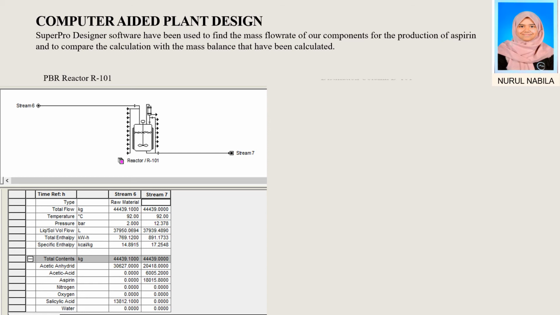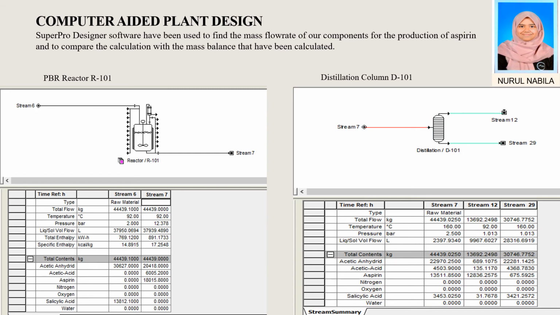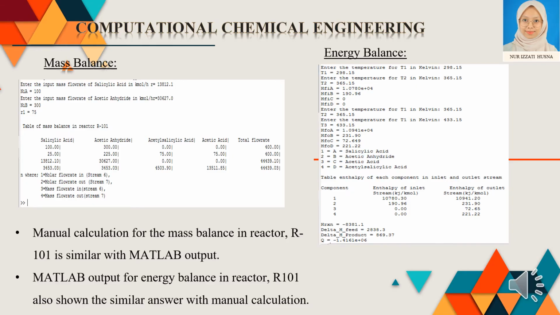For unit operation distillation column, the material balance for the distillation column is also tested by using SuperPro Designer simulation. In the top fit, which is stream 12, the percentage error for acetic acid, acetic anhydride, aspirin, and salicylic acid is 105.8%, 59.7%, 2.9%, and 513.9% respectively. While the bottom fit percentage error, which is stream 29, for acetic acid, acetic anhydride, aspirin, and salicylic acid is 30.1%, 86.3%, 352%, and 765.8% respectively.